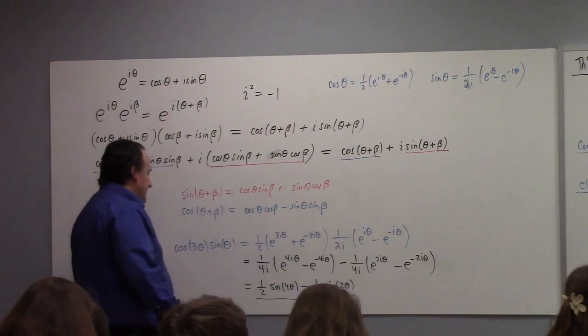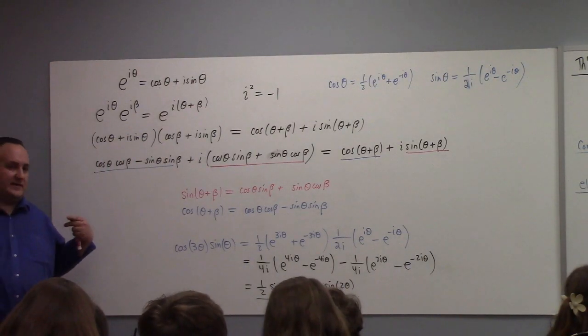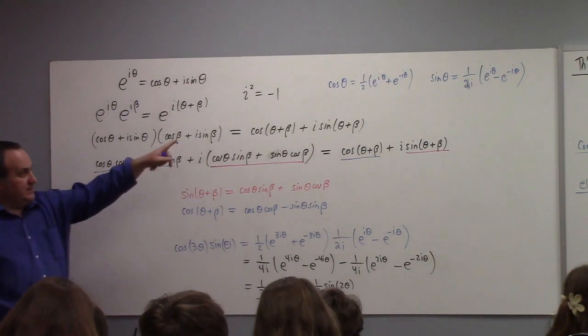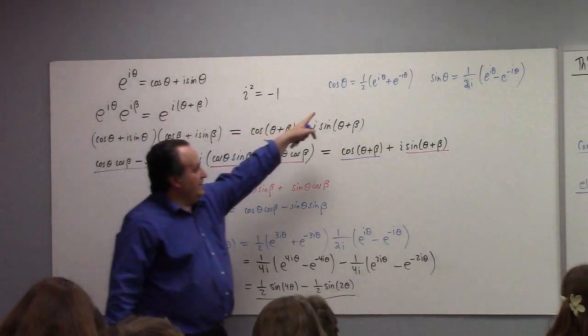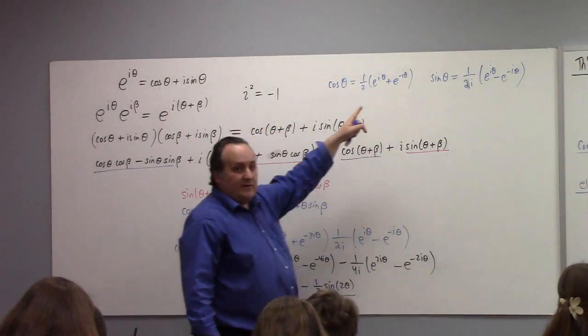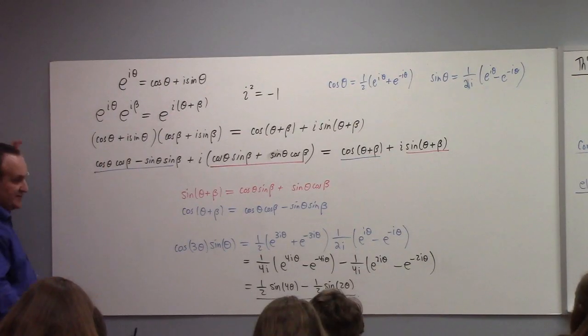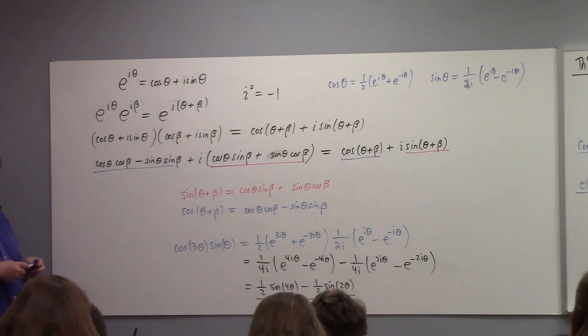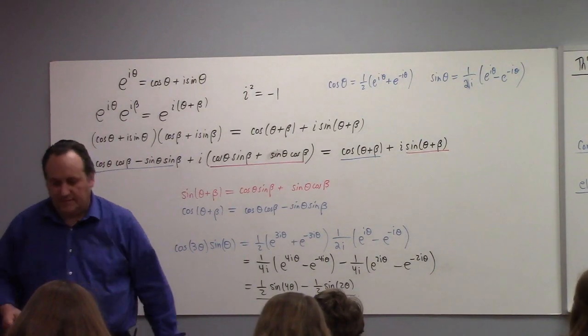I just derived a trig identity for the product of cosine and sine simply by using these formulas up there. So if you know this, and you know that, and you know how to do algebra of exponentials, you can derive tons of trig identities like this. So anyway, let's get back to the physics.